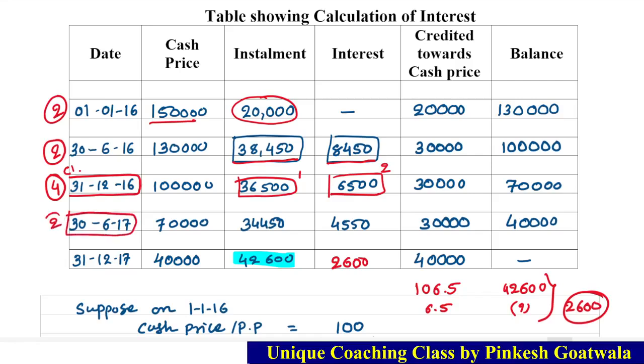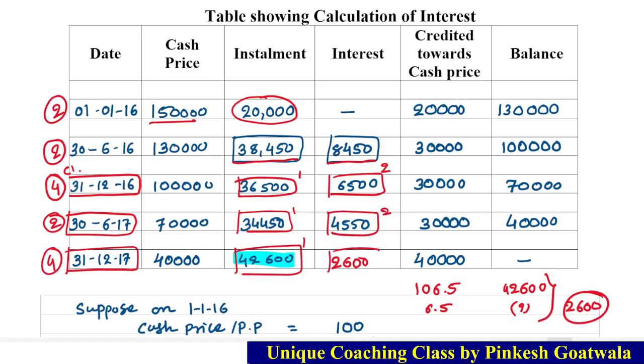30 June 17: only two journals. Which two? First installment and second interest. 31st December 17, here also we have to write four journals, right? Which four? First this, second interest, and third and fourth about depreciation and what we transfer to PNL, because here the year has been closed. Clear? So remember this particular date.